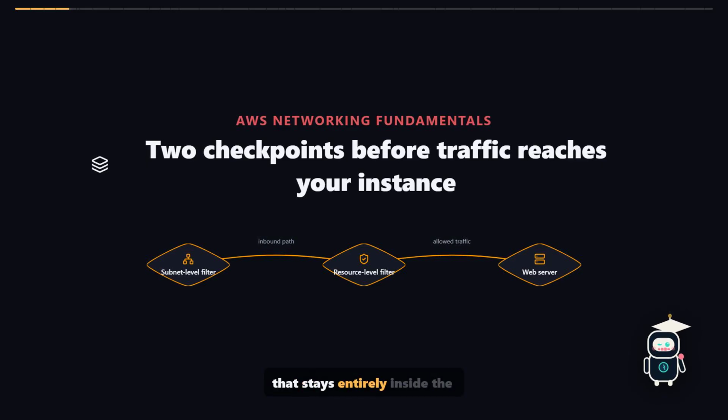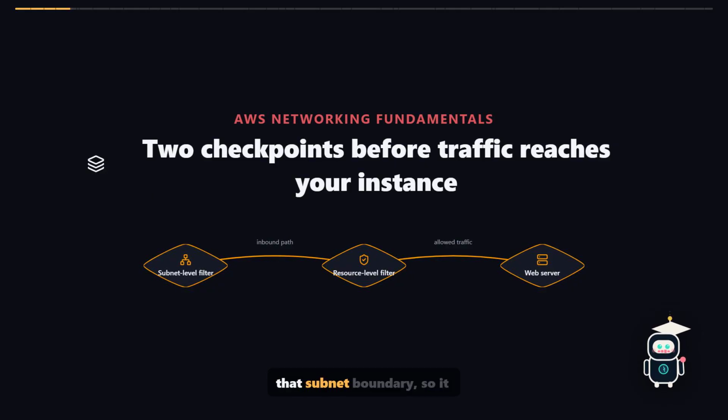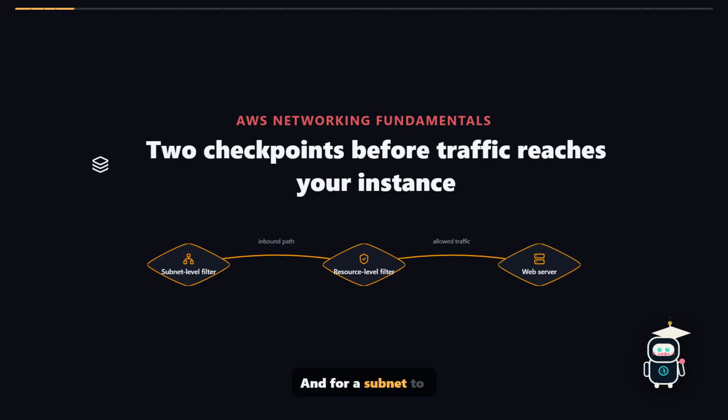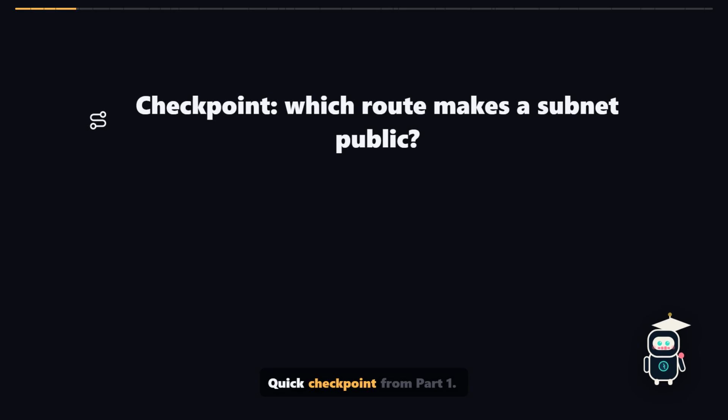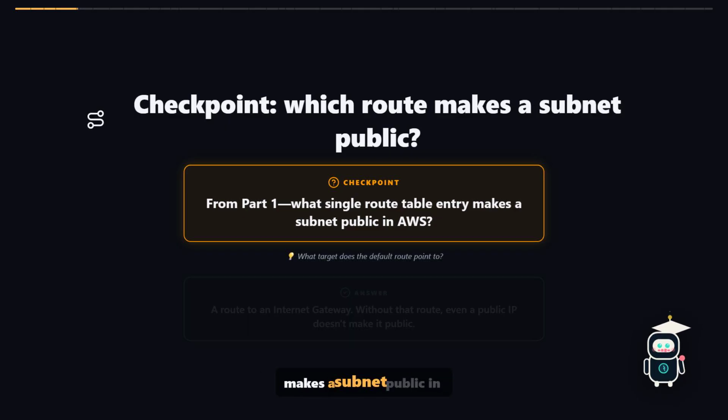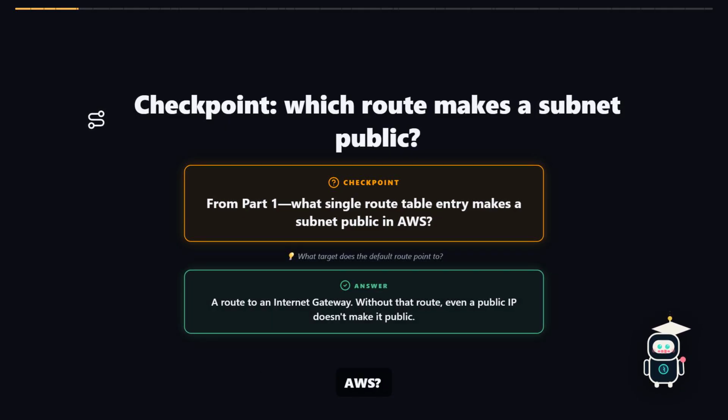Traffic that stays entirely inside the same subnet does not cross that subnet boundary, so it is not evaluated by the NACL there. But the security group still applies to the resource. And for a subnet to be public, its route table needs a route to an internet gateway. Quick checkpoint from part 1. What single route table entry makes a subnet public in AWS?